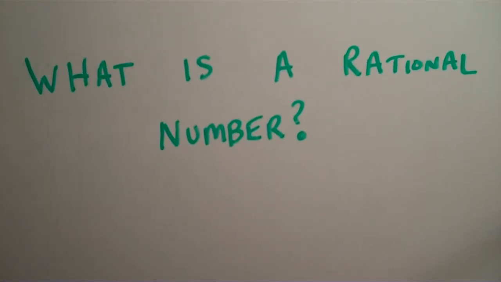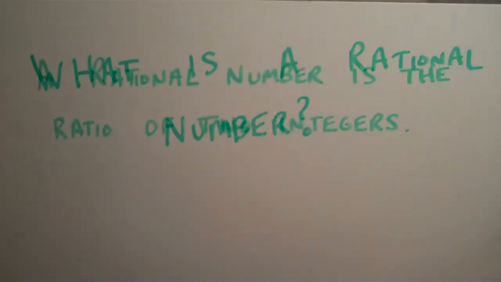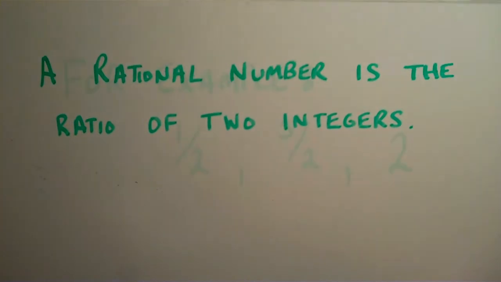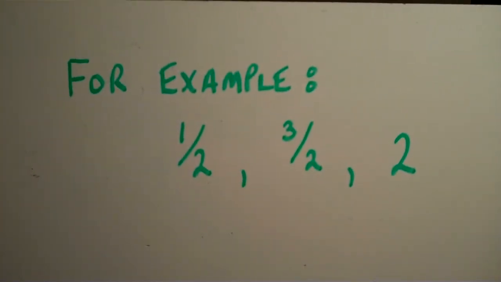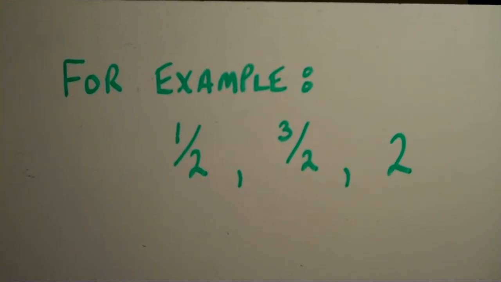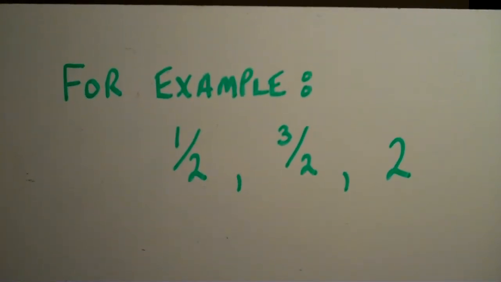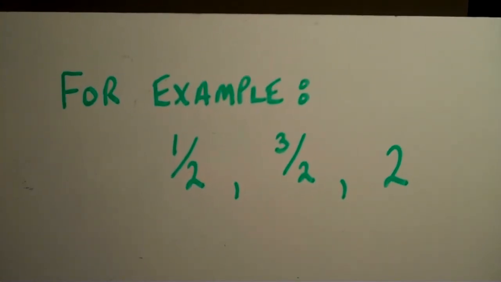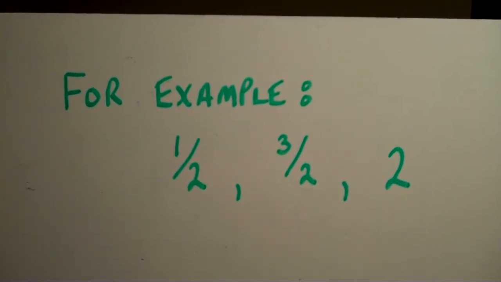First of all, what is a rational number? A rational number is the ratio of two integers. For example, the fractions 1/2, 3/2, and even the whole number 2, these are all rational numbers. The number 2 is a rational number because it can be written in the form of 2/1.